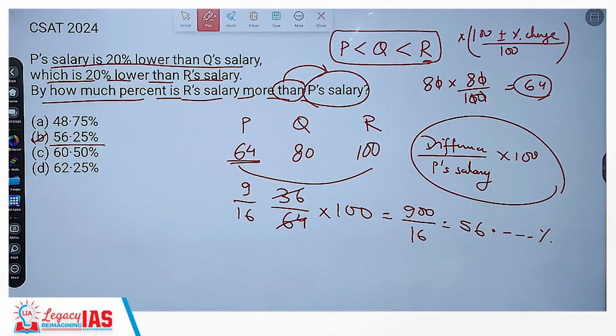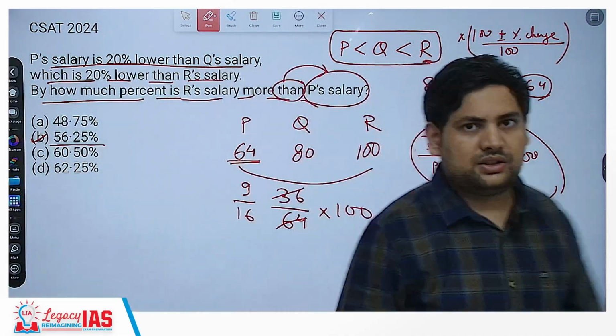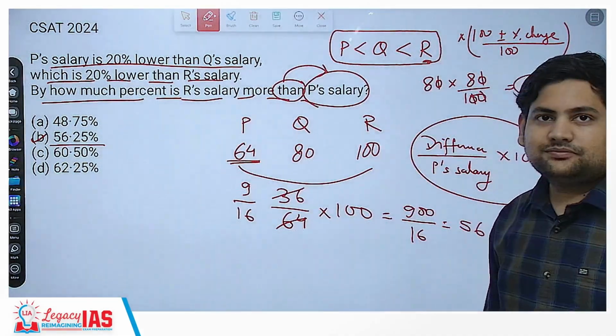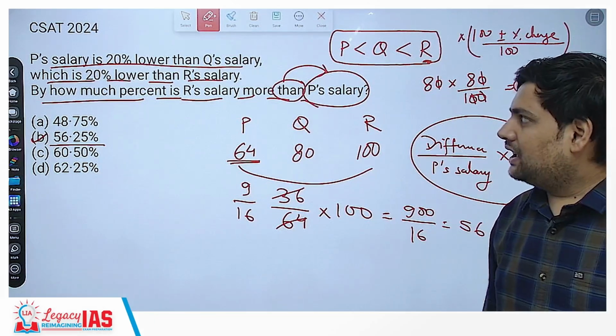Understood? This is how you have to do questions like this. Simple. Okay, let's move further.